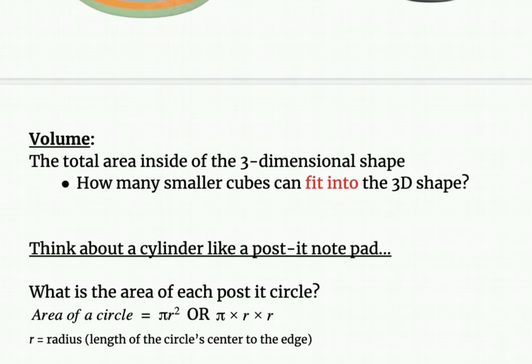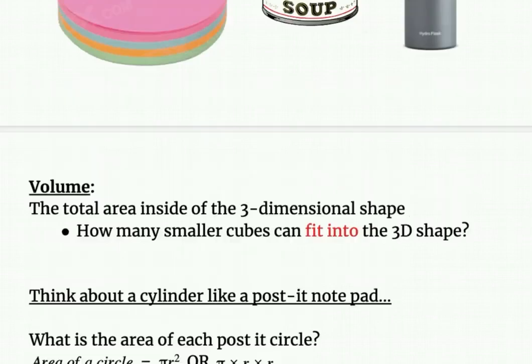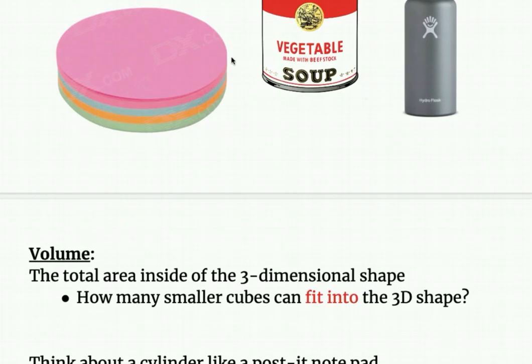So again, I want the area of one Post-it circle, and then I'm going to multiply by how many of those are in the entire Post-it pad. The number of Post-its in this pad is basically like the height of the cylinder. How tall it is will tell me how many layers there are.